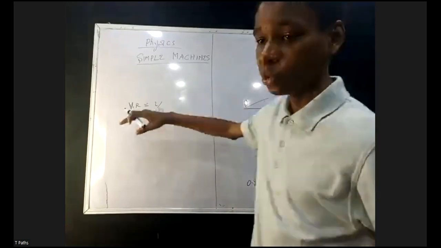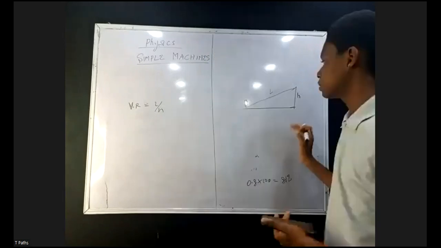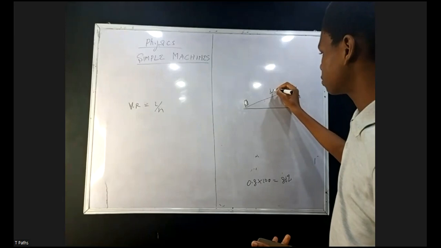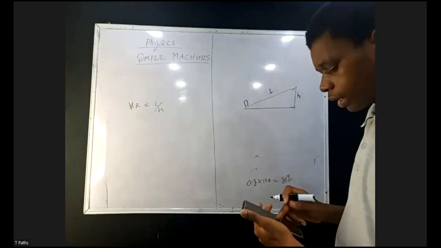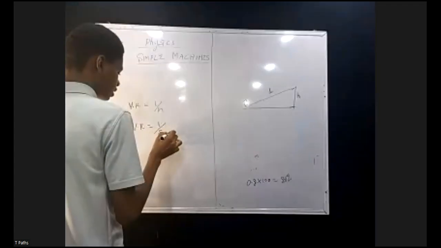So now the velocity ratio of an inclined plane machine is calculated by the distance moved by effort over the distance moved by load, which is L over H. All right. You can also say the velocity ratio is equal to 1 over sine theta.